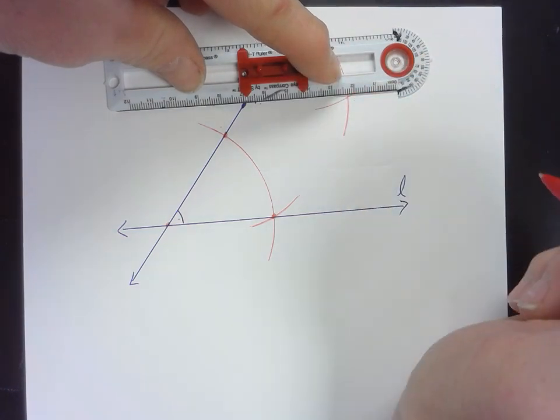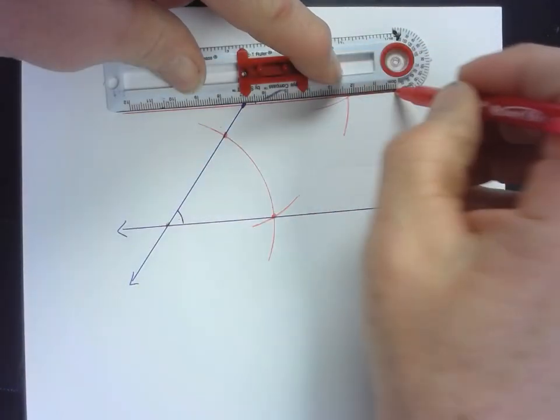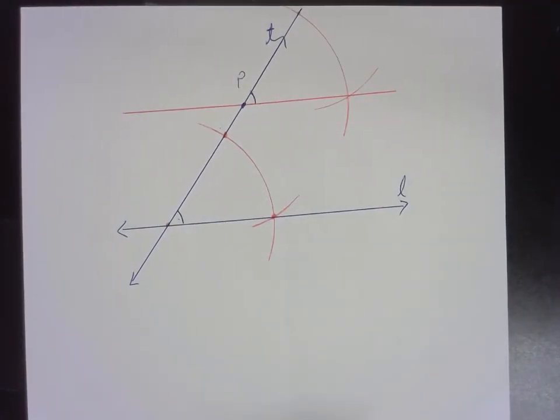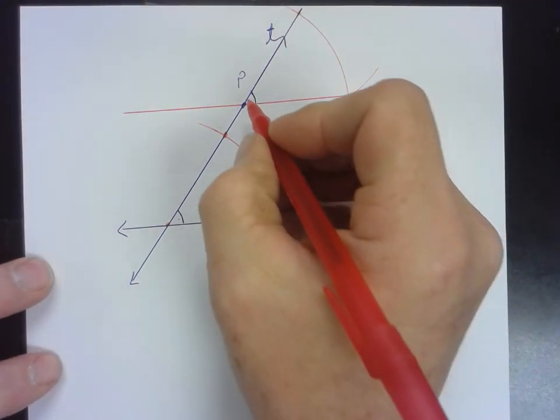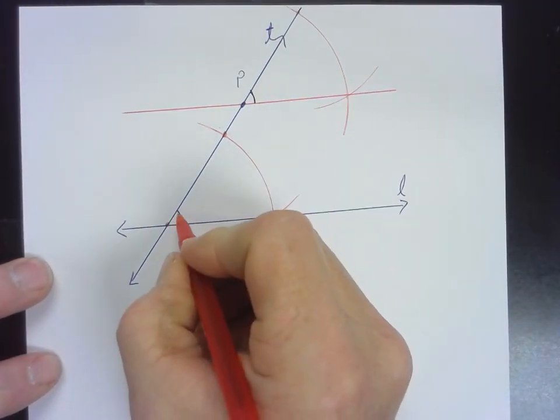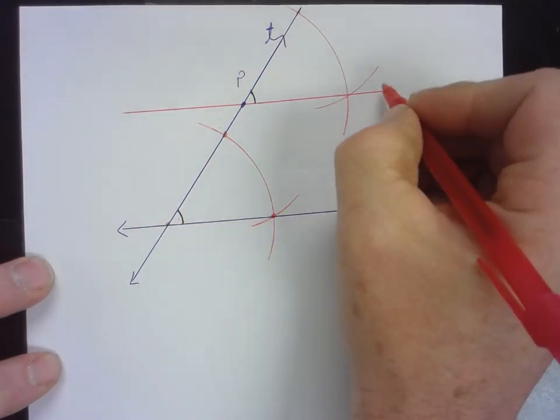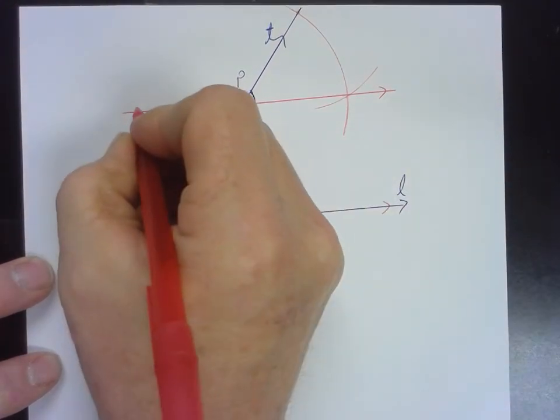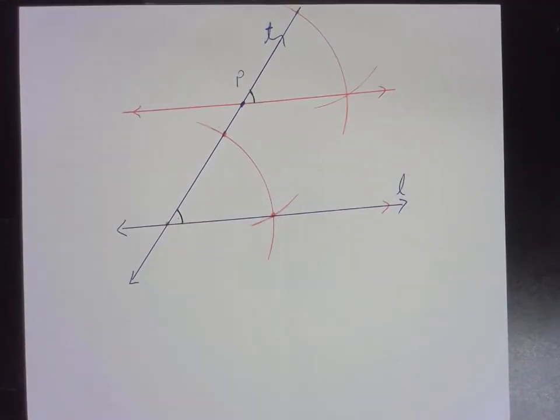But now we just come in here. Now these two lines should be parallel because these two angles should have the same measure. So our two lines should be parallel. So there's the line that goes through point P and is parallel to line L.